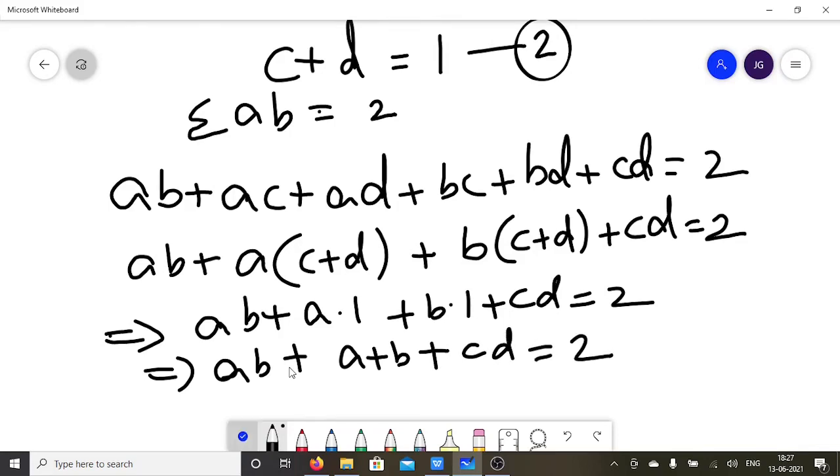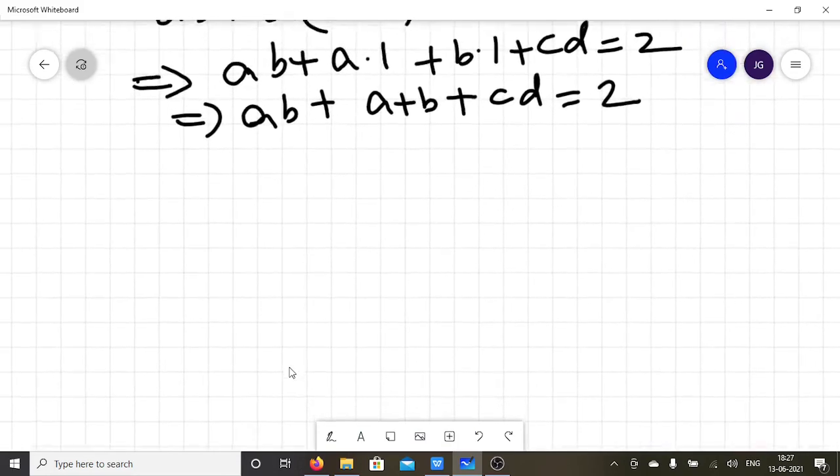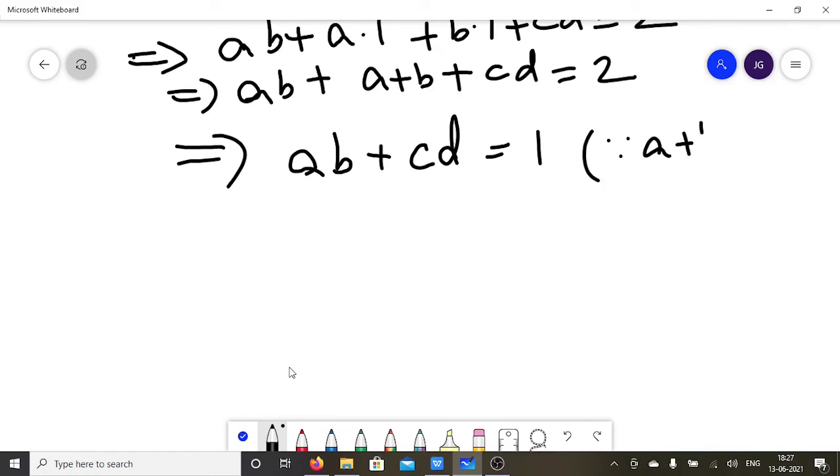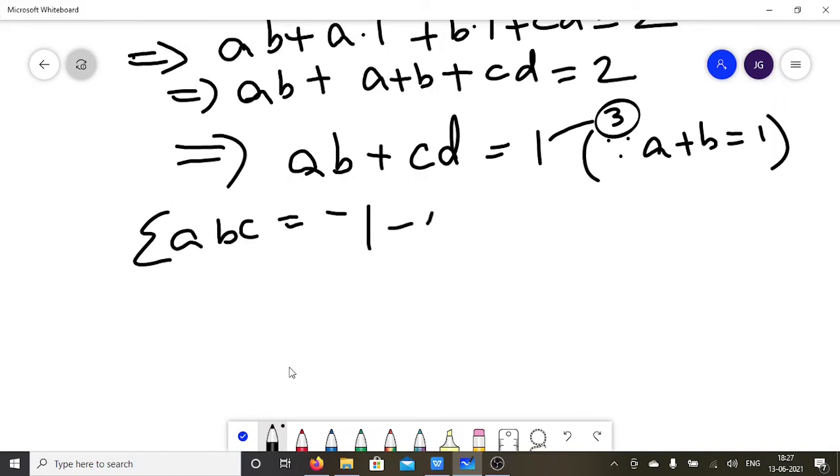And we know that A plus B equal to 1, which implies AB plus CD is equal to 2 minus 1, that is 1, since A plus B is equal to 1. This is equation 3. Now we have sigma ABC equal to minus 1, which is equation 4, and ABCD is equal to minus 2, this is equation 5.